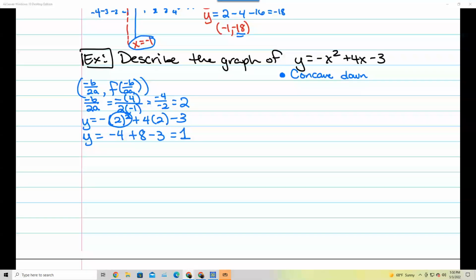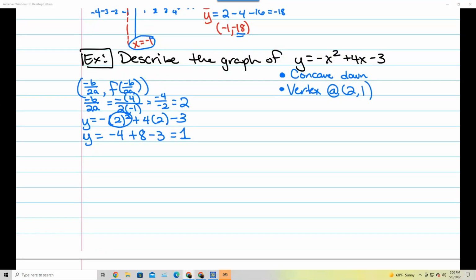What did I just find? I found the second part of my vertex, which is my y value. So now I know where the vertex is at. The vertex is at 2, 1. So let's go ahead and write that. Vertex at the coordinate 2, 1.